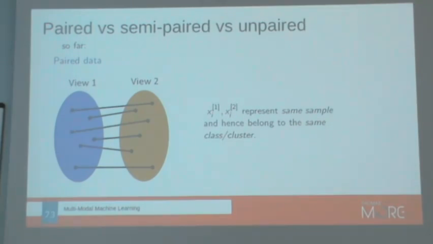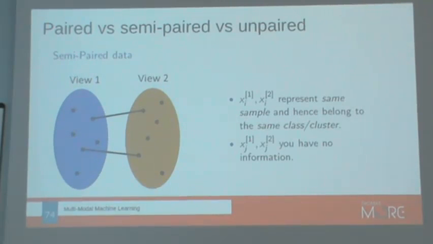So far, everything you saw from multi-view learning was paired data. We had view 1, view 2, we had a point in view 1, and we knew the point in view 2 which it corresponded to. So for each point x in view 1, x in view 2, we knew that it represented the same sample, and so we knew that it belonged to the same class. That's fully paired multi-view learning, and that's how you will usually see it. But it's not always the case.